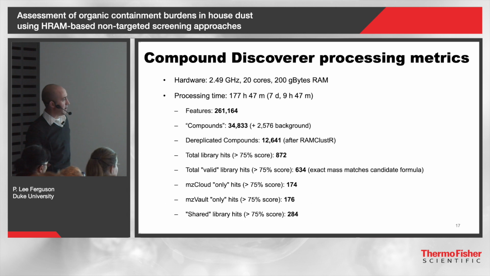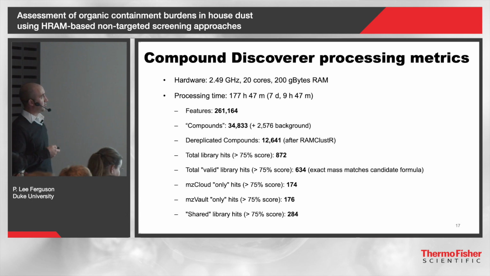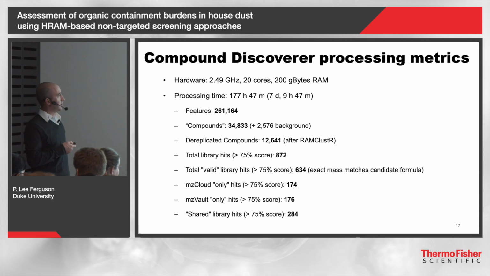We talked a little bit about metrics of how we process this and how fast this can or cannot be. In this case, we had a 20-core, 200 gigabyte RAM virtual machine that we ran this on. It took 177 hours. So this was a set for each one of these data sets. Actually, it took quite a bit longer for the APCI. So 7 days, 9 hours, 47 minutes, 261,000 features collapsed to 34,000 compounds. When we use our RAM cluster and our CD consolidator algorithms, we get this down to about 12,600.